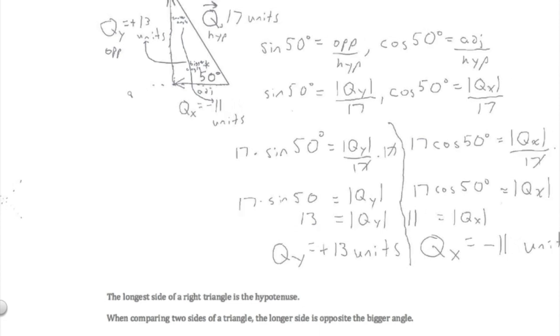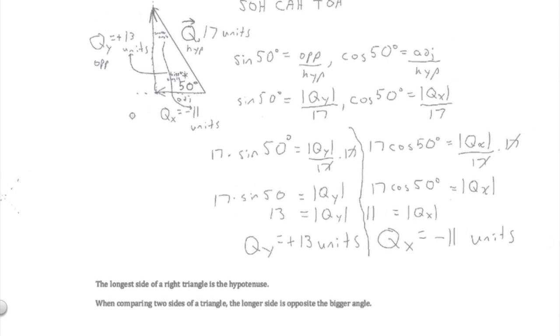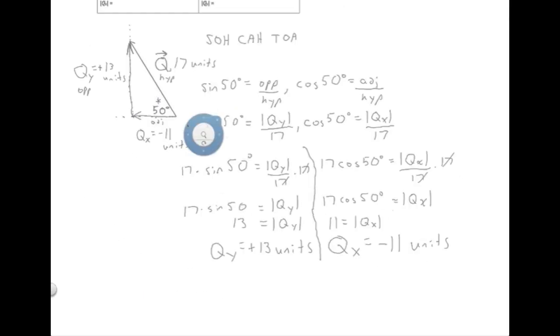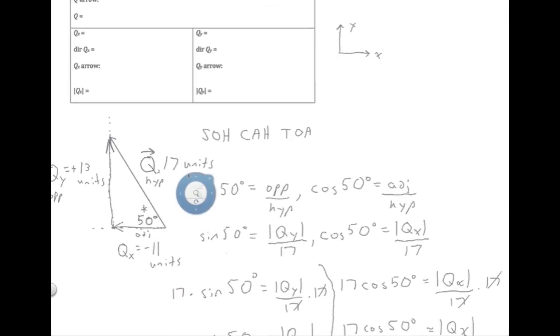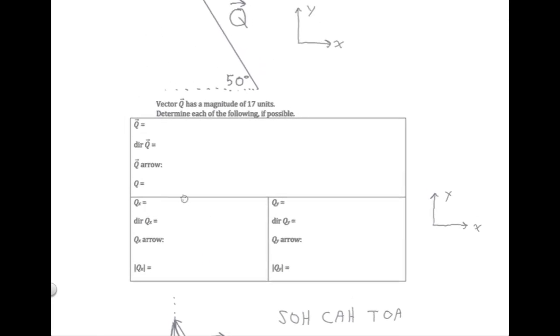So I encourage you to get into the habit of always trying to check your results to see if they make sense. And particularly, I encourage you to always check your vector components to see if they make sense by using these two ideas. All right, so now we can start trying to fill in our table here. And the purpose of this table is to give us practice with the concepts and notation.